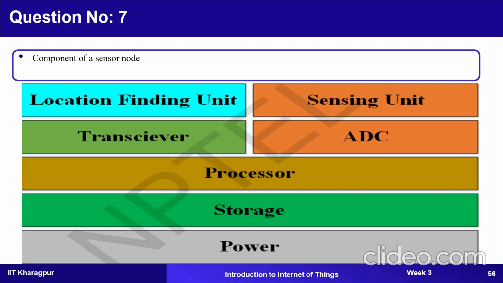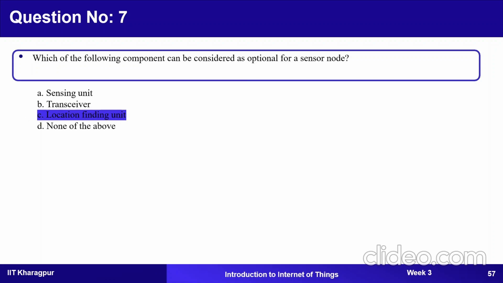Next is the sensing unit. In order to sense the environment, the sensing unit is necessary. Then the transceiver. In order to transmit or receive data, the transceiver unit is also necessary. Then the location finding unit. In order to find the location where the sensor is deployed, we need a location finding unit, but this service is not always necessary or required. So the optional component in a sensor node is the location finding unit.